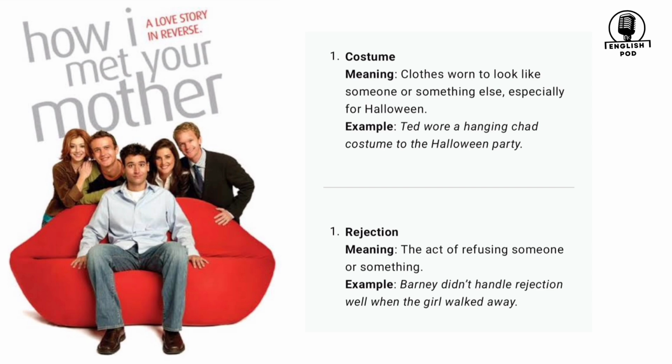Okay, so our third word is rejection. Reject is the act of refusing someone or something. And the example is, "Barney didn't handle rejection well when the girl walked away." Classic Barney moment. And it's funny because even though he's not looking for the slutty pumpkin, he's got other pursuits, but he's still afraid of rejection. And I think that's something a lot of people can relate to.